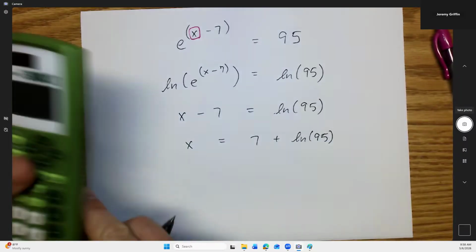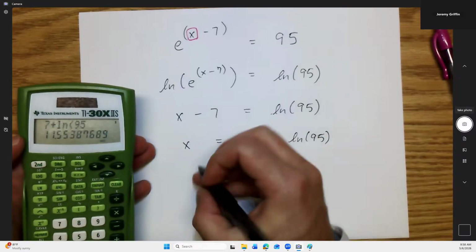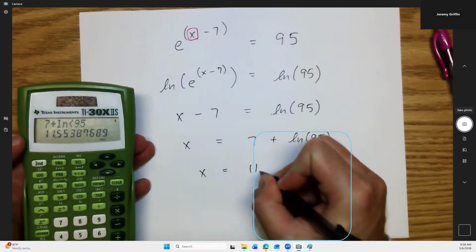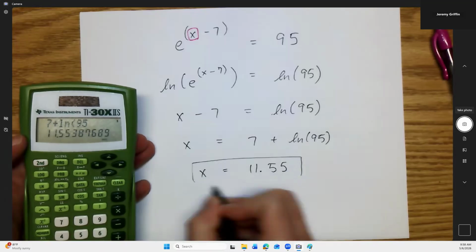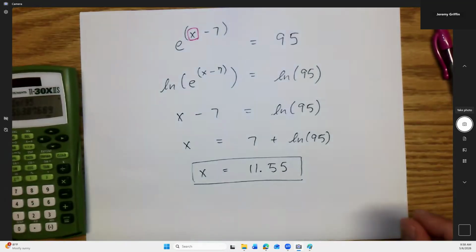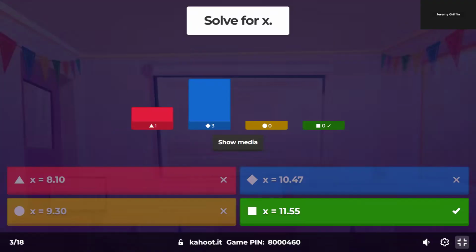Okay. So what do you got there? What is 7 plus natural log 95? 11.55. You guys got that in your notes? Yep. All right. Very good.